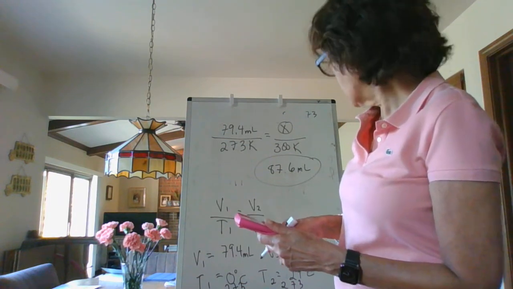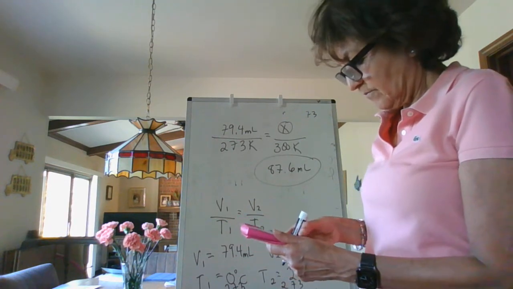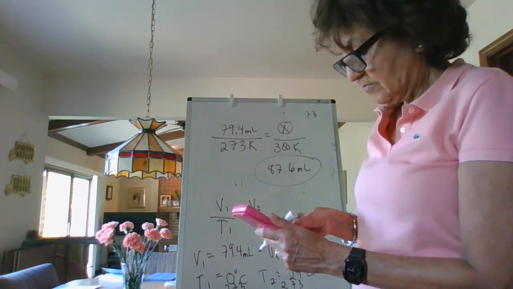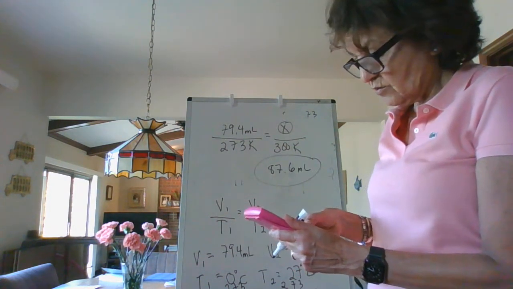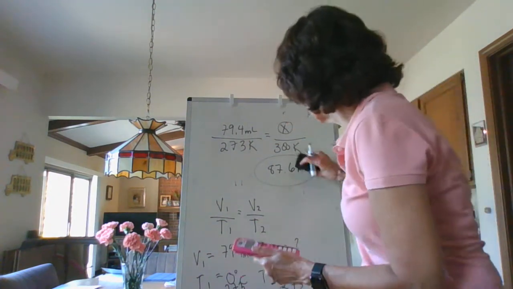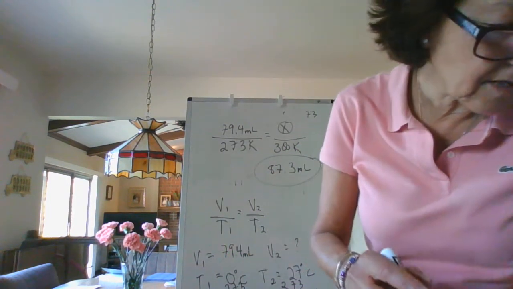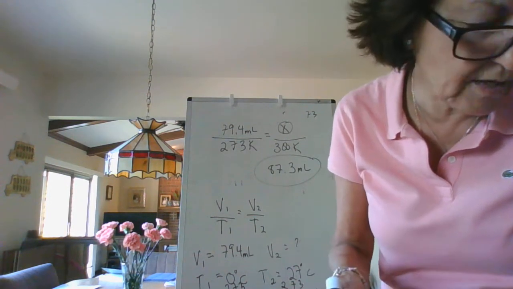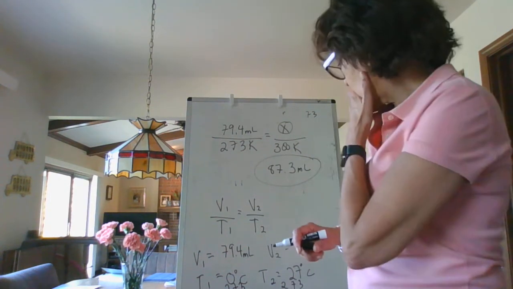Let's see if I did this right. Hopefully I did it right. Oh, let's see here. Hold on 1 second, guys. So 300 times 79.4 divided by 273, 87.3. Why did I write 87.6? I have no idea. Sorry about that. All right, good. I'm glad I caught it fast enough. It says 87.252. I'm just rounding it up to 87.3. Okay, we're good.